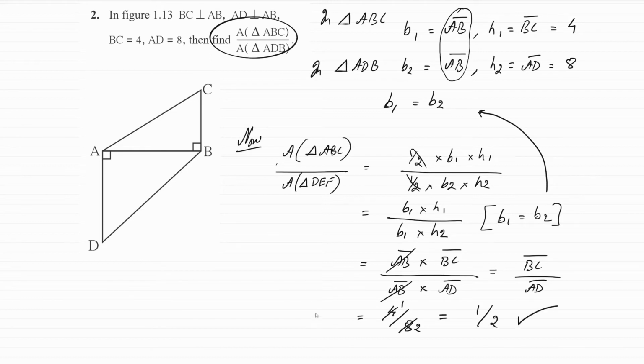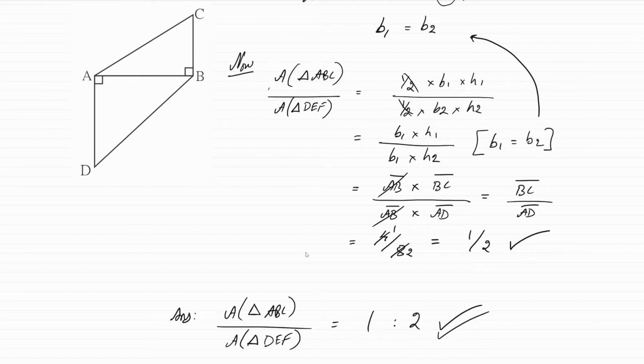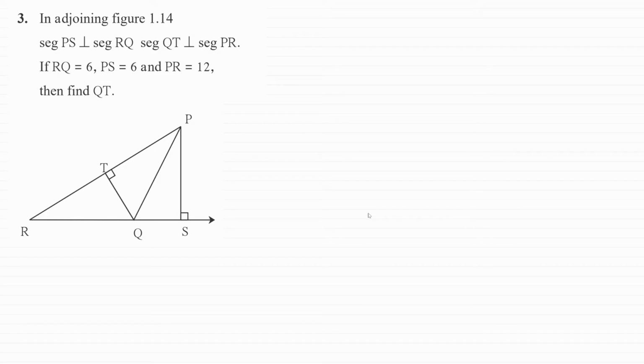So let's write down this answer in a formal way. So here I'm going to write answer, area of triangle ABC upon area of triangle DEF, this is equal to 1:2. Problem is solved. Second problem over. Let's see what problem 3 is about. So here is the problem and the diagram.